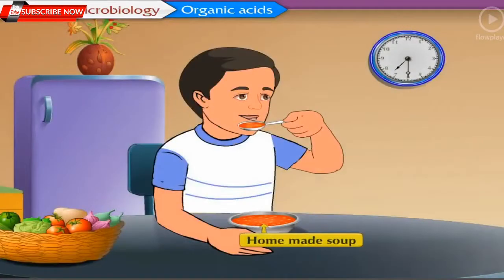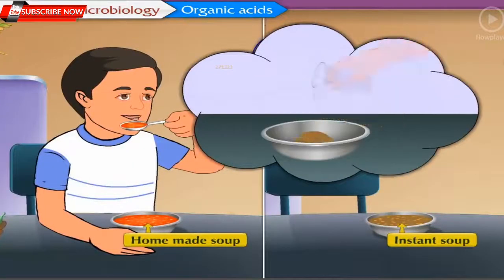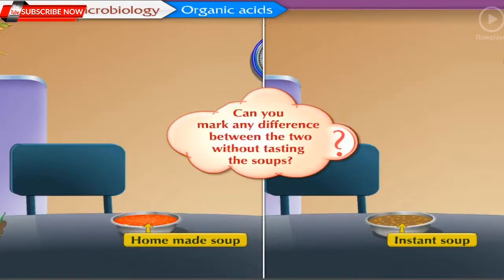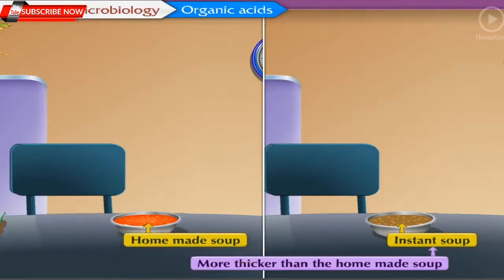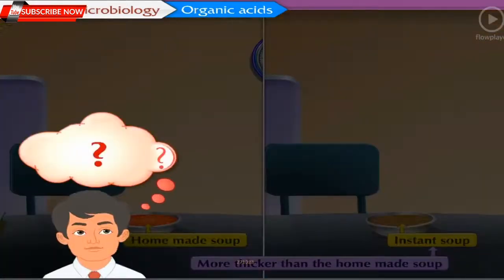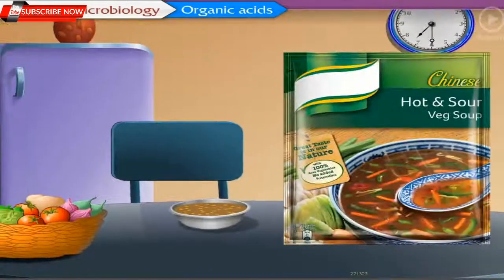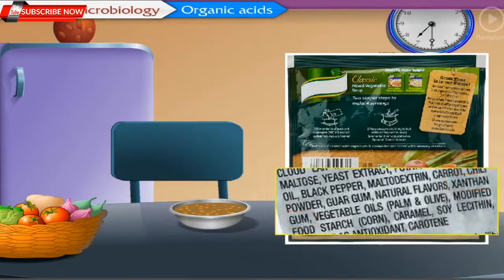Look at this homemade soup and this instant soup made by just adding boiled water to the commercially available dry soup powder. Can you mark any difference between the two without tasting the soups? Yes. The instant soup is thicker than the homemade soup. Do you know the reason behind this? The hidden ingredient that gives consistent thickness to this soup is Xanthan Gum.